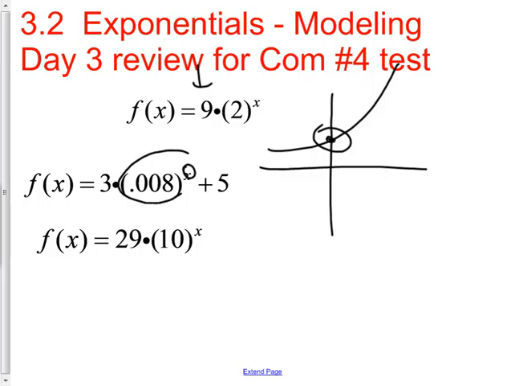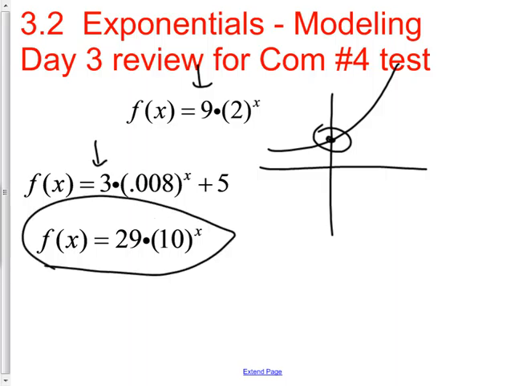Because this part turns into what? The part I circled, what does that turn into? 1. So 3 times 1 is 3, plus 5 is 8. So that's how you figure out your starting value. The starting value is not always this number. In this case, it is that number. So what's the starting value?